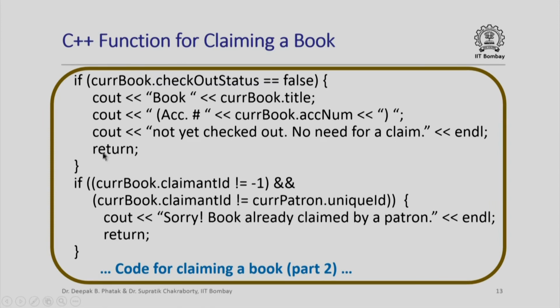Well, if that is also not the case, then we have to check if there is already somebody who has laid claim to current book, and if that somebody is different from current patron. So, we have to check if there is a claimant for current book, which means the claimant ID for current book is not -1, and if this claimant ID is different from current patron's unique ID, then we are just going to output a message saying that sorry, the book has already been claimed by a patron, and if none of these checks pass, then we can allow current patron to register a claim for current book.